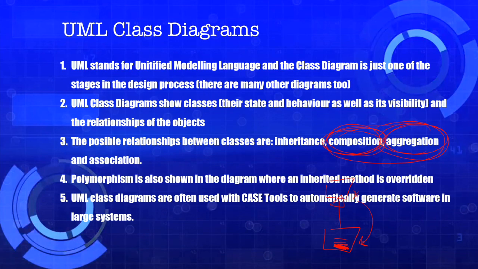Finally, a little aside: CASE tools, computer-aided software engineering tools, can be used to generate code automatically from class diagrams, UML class diagrams. It won't generate all of the code, but it will at least generate the skeletons of all of the methods and all the classes and variables.